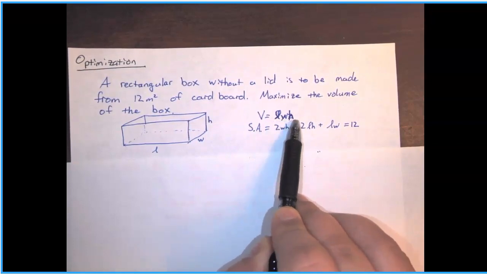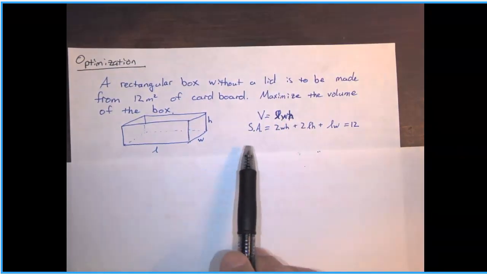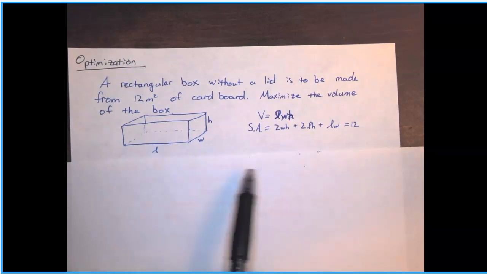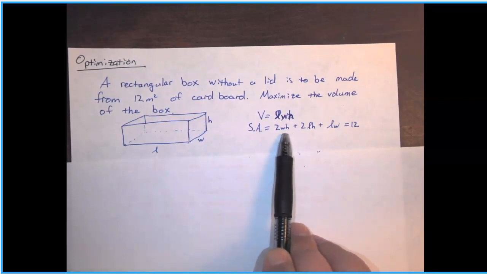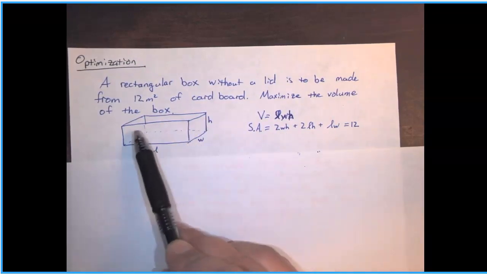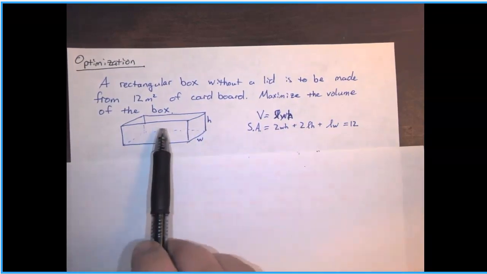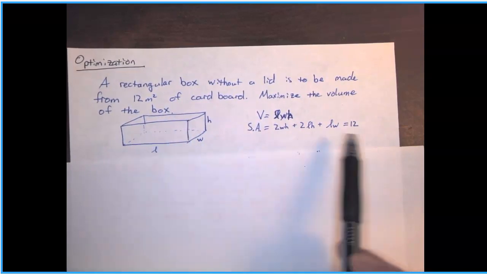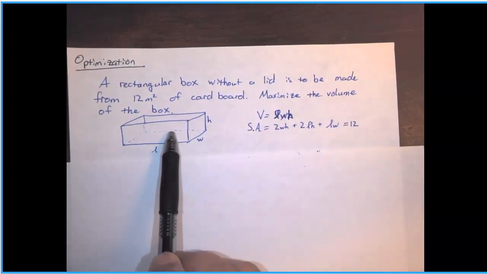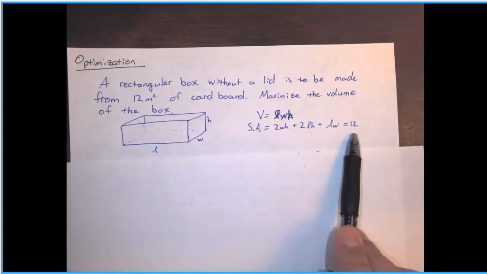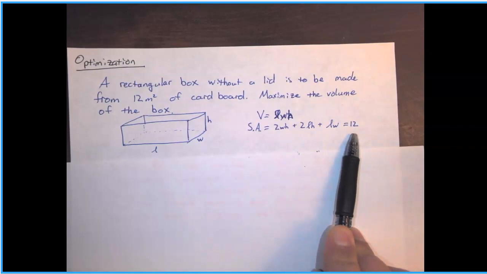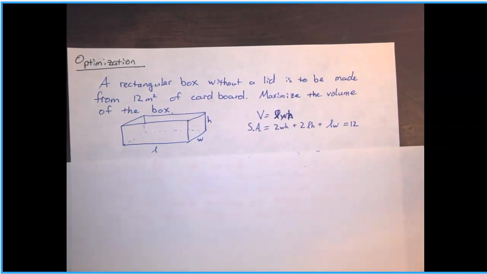And I know that I have a finite amount of cardboard, and that's going to be the surface area of the box. And this box doesn't have a lid, so the surface area is 2 times the width times the height. That's these sides. 2 times length times height. That's these sides. And length times width, which is the bottom of the box. There is no top. I know that this surface area has to equal 12. So now, how do I finish this problem?